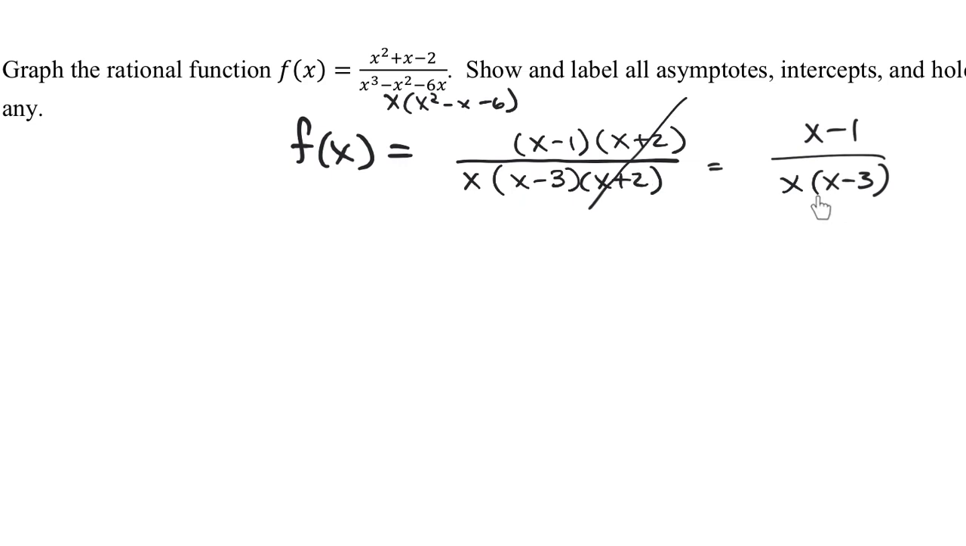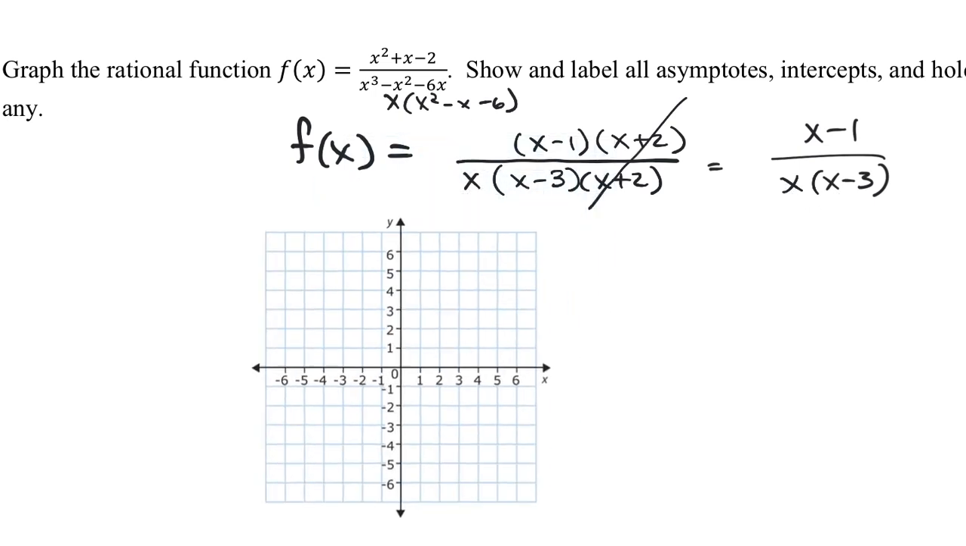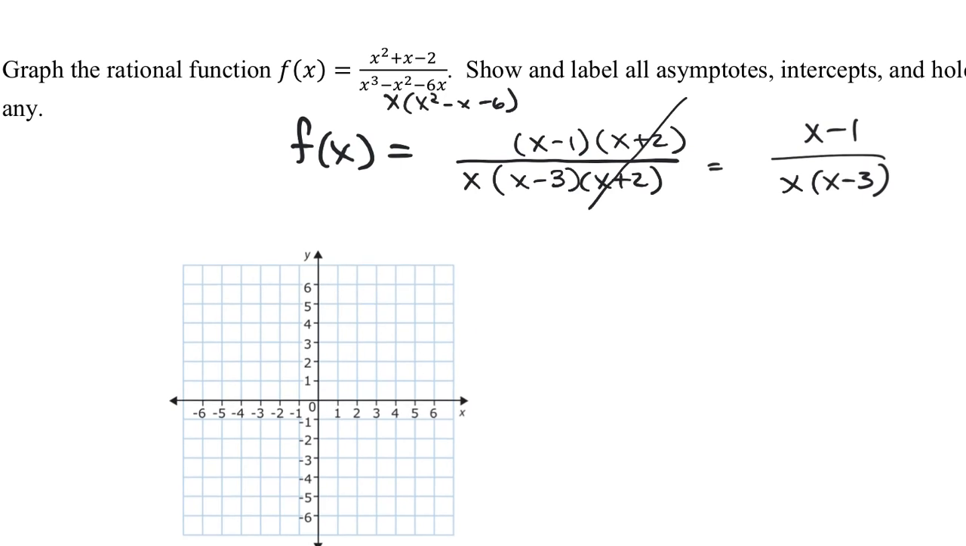So the only two vertical asymptotes are, what's this one here? 3 and 0. So let's place those vertical asymptotes. We have one at 0, and you would label it x equals 0. And we have one at 3, so you'd label it x equals 3. Okay, so there are the vertical asymptotes.